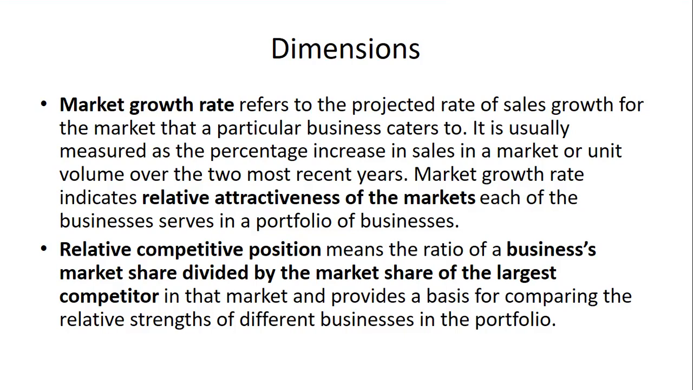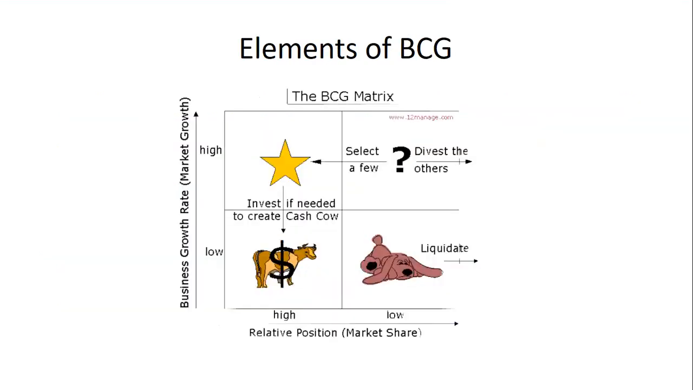So whatever specific ratio you have, it is divided by the largest competitor in that market, and that provides a basis for comparing the relative strength of different businesses in the portfolio. Now, diagrammatically, if you look, we have the matrix in the form of star, dog, cash cow, and question mark. So let's individually understand each and every element of this BCG matrix.